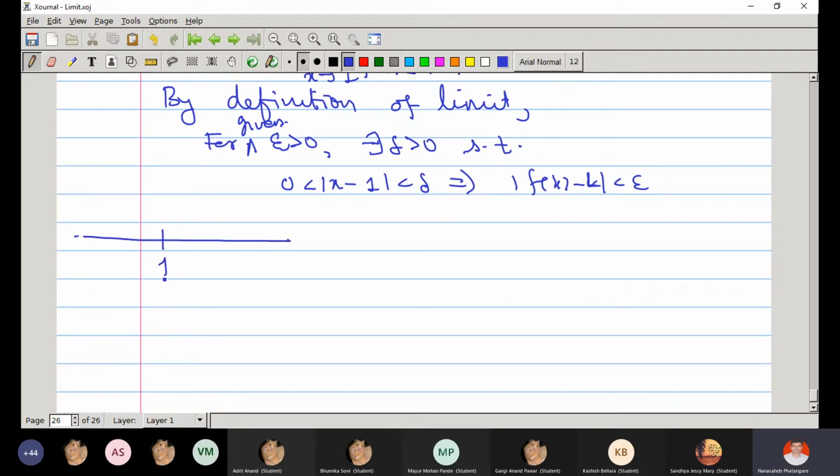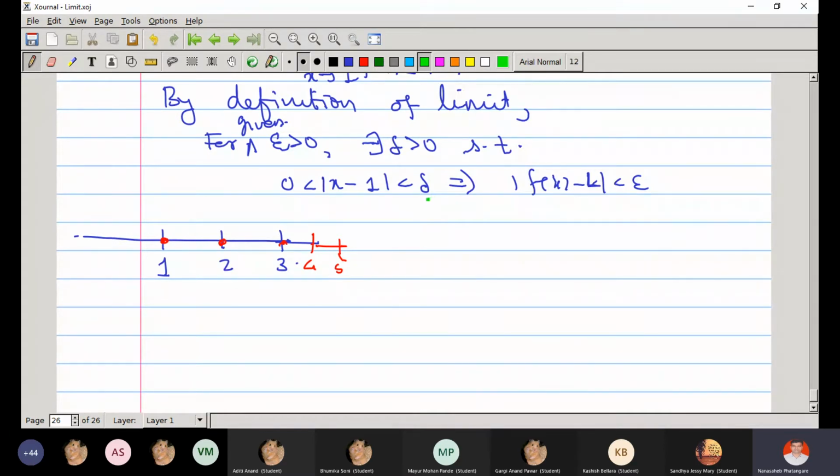Okay, so these are my points 1, 2, 3 and so on. In the domain there are only these many points, 4 and 5, nothing else. This is my domain. Outside this is not in the domain. Now what this previous sentence says is that if the distance of x from 1 is less than delta, then the distance of f(x) from L is less than epsilon.